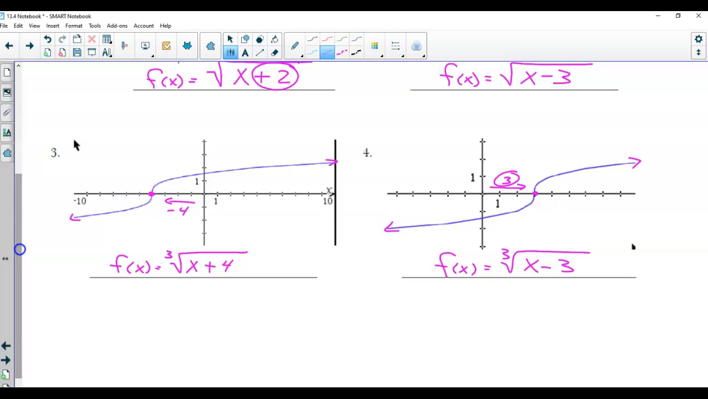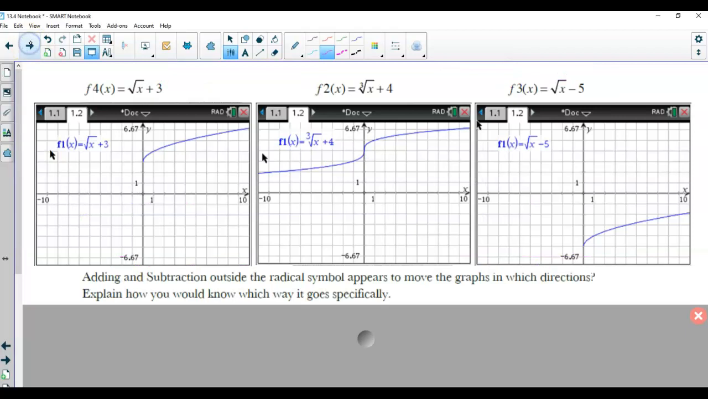And you can hit pause and rewind this anywhere you want. Well, what does the next one do? Oh, check it out. Now we are adding and subtracting on the outside of the root. What did that do? Well, in this first one, it took my starting point and it went up 3. It took my starting point here and it went up 4. What did it do here? It took my starting point and it went down 5.